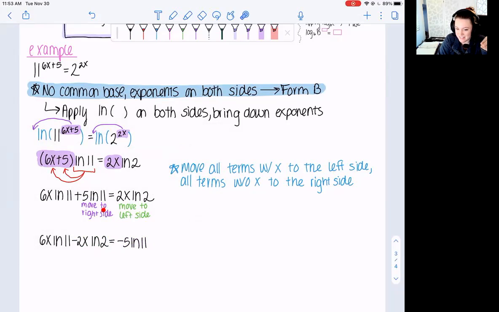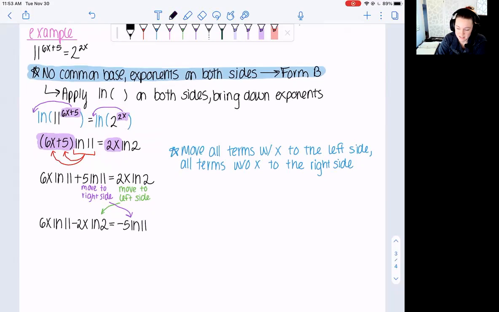Does it make sense how I move these guys around? So this guy, he got subtracted on both sides. This one also subtracted on both sides. I see at least one person says yes. Any questions from anyone else so far up to this point?